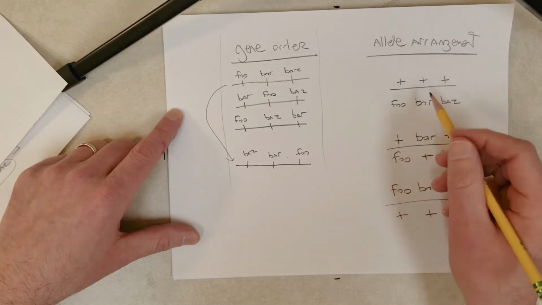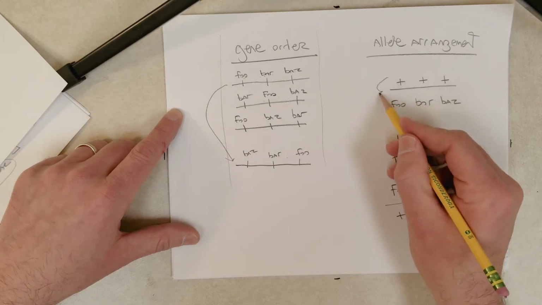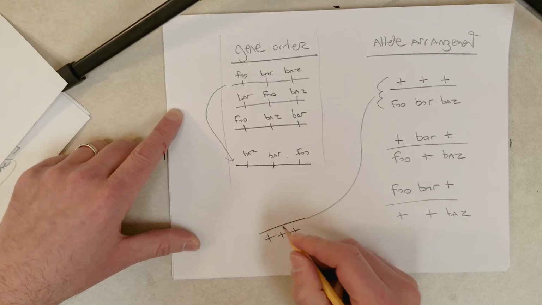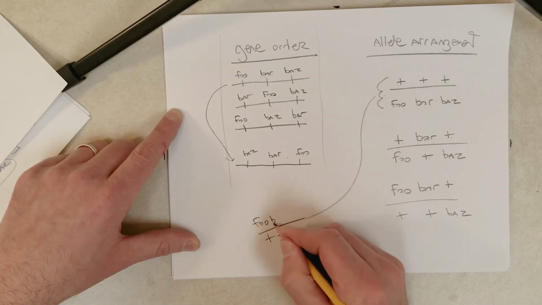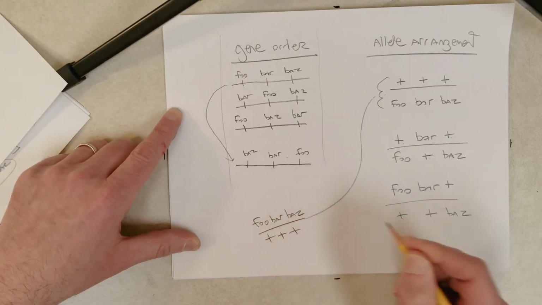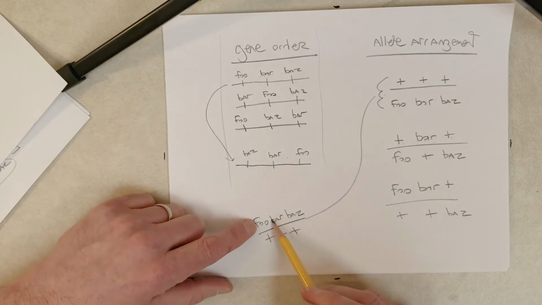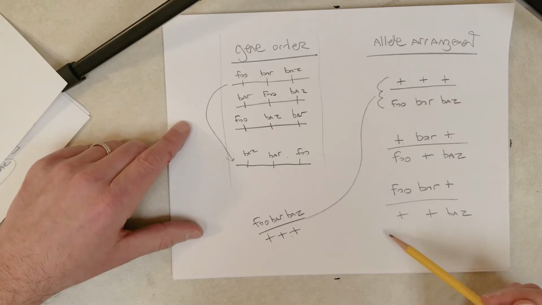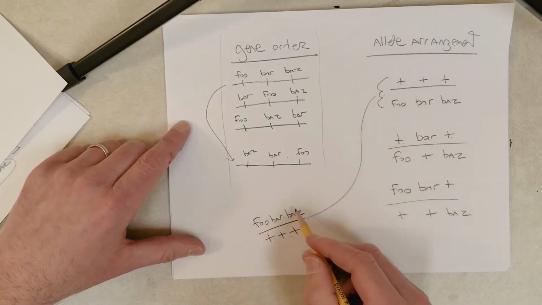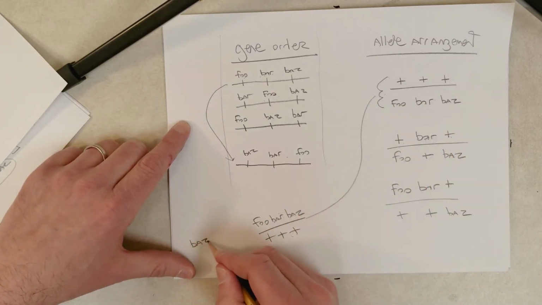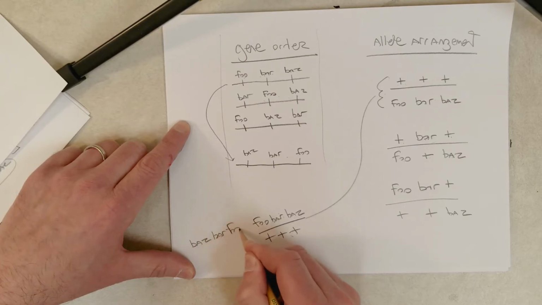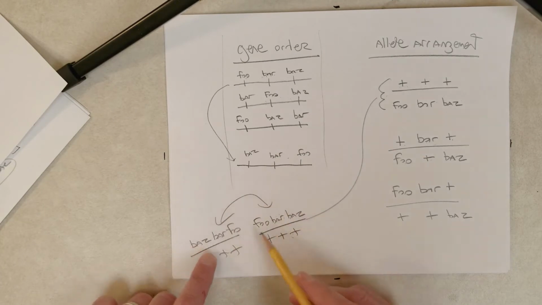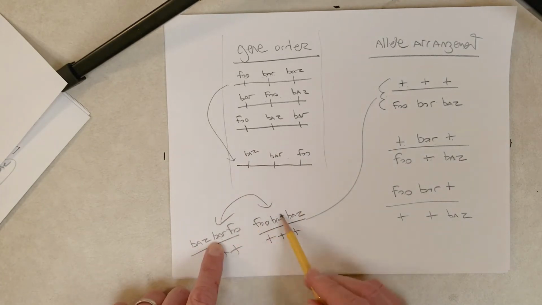Keep in mind, this arrangement here is identical to one that has the pluses on the bottom and foo bar baz on the top, right? It doesn't matter whether we put this on top or bottom, those are equivalent. Same thing if we were to flip this around, baz bar foo, these are equivalent too, right? Because it's only the middle gene that we're interested in.